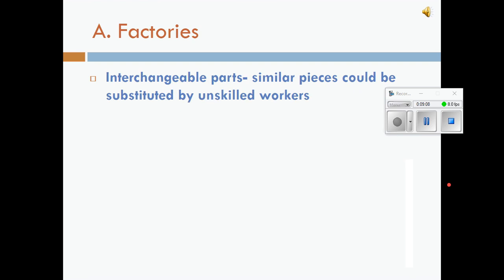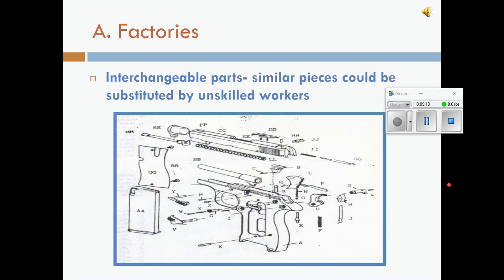You also have this phrase called interchangeable parts. Interchangeable parts means that similar pieces could be substituted by unskilled workers. Meaning that if you have something that breaks, then you could have someone trained who's going to be able to put those new pieces in, or perhaps repair it. But very interchangeable, meaning that you could use it from one thing to the next as well.